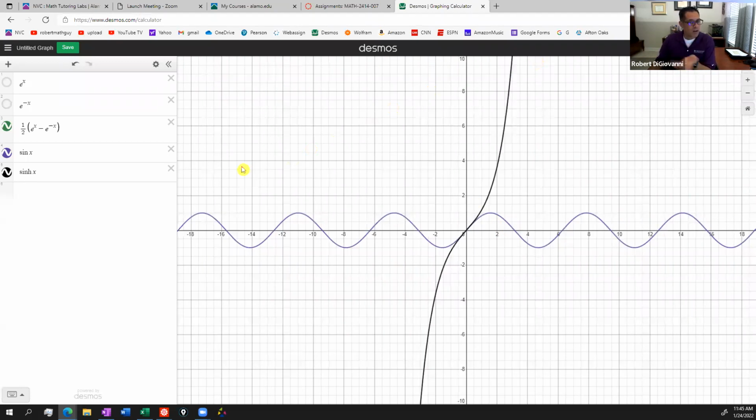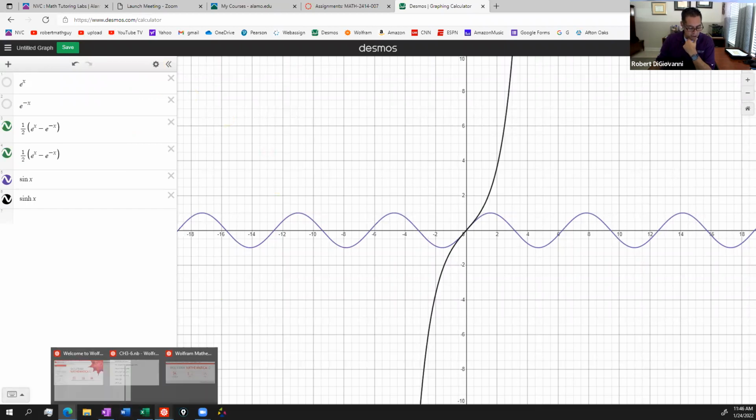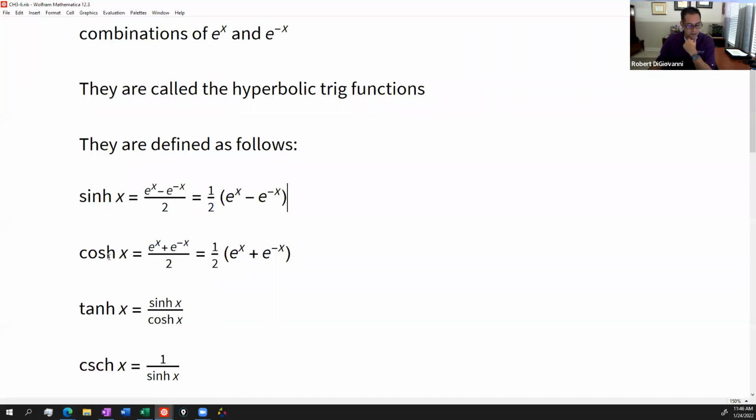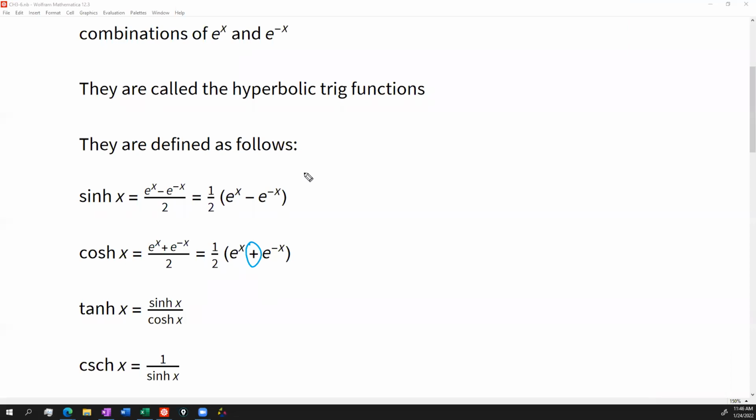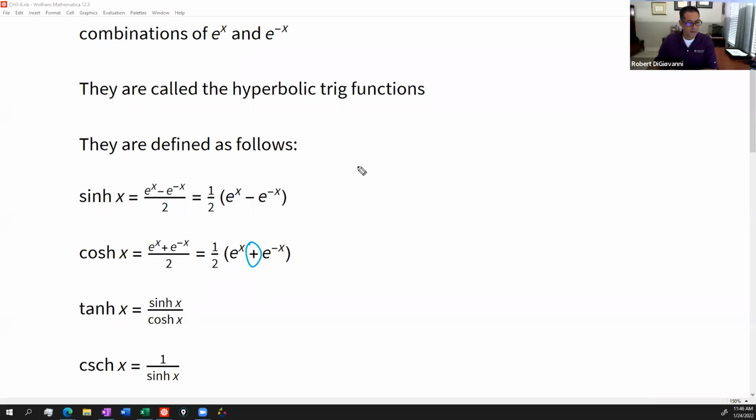Got it? Weird function. That's what it looks like. Doesn't look like sine. Let me do the cosine hyperbolic function now. Let's take a look at that one. Cosine hyperbolic. Look at it. It is exactly the same as sine hyperbolic with one very slight difference. It's plus instead of minus right there. I'm not able to see. Oh, never mind. Okay. It's this plus instead of the minus. Do y'all see that? That's the only difference between those two.